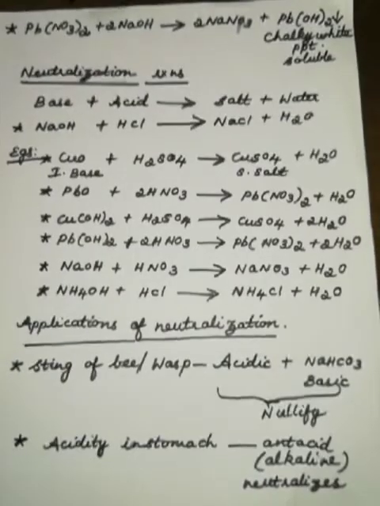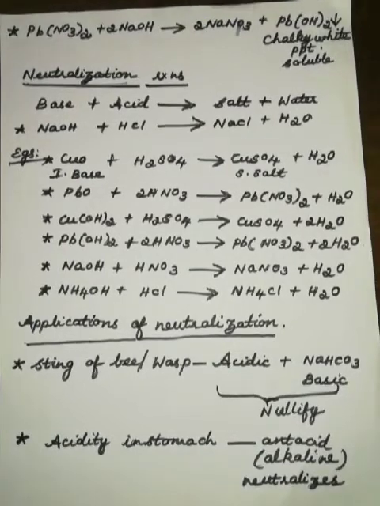We will see some more reactions. The other reaction is lead nitrate with sodium hydroxide, giving sodium nitrate and lead hydroxide, that is a white precipitate which is insoluble. In excess sodium hydroxide, it is soluble there.